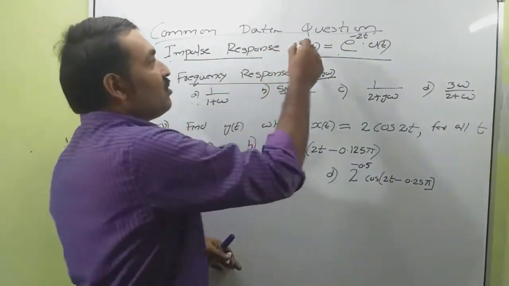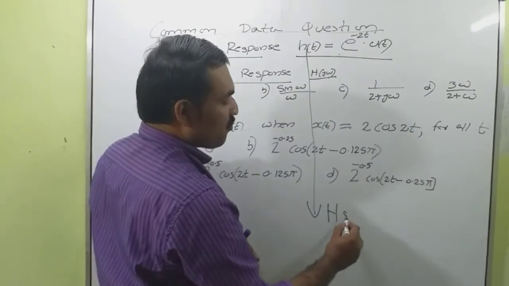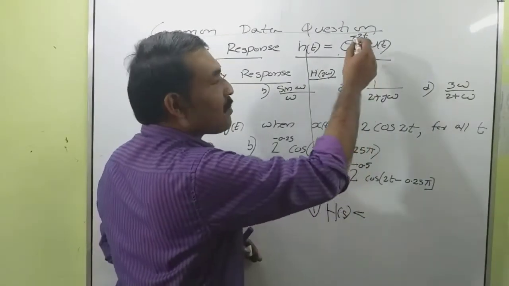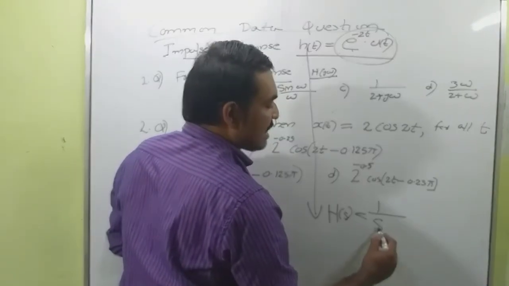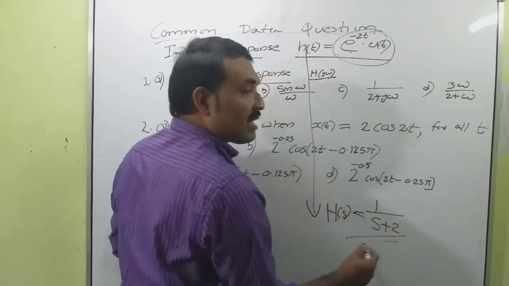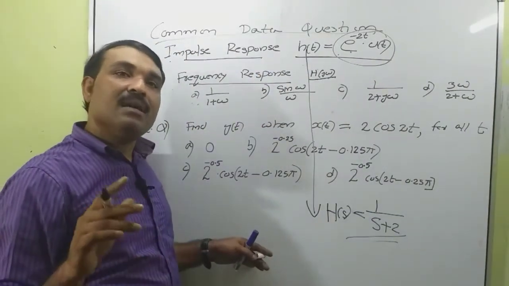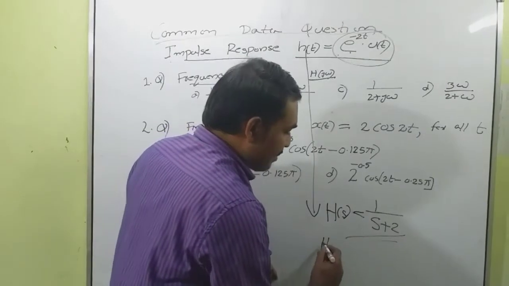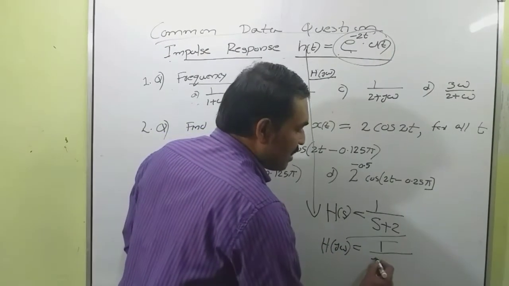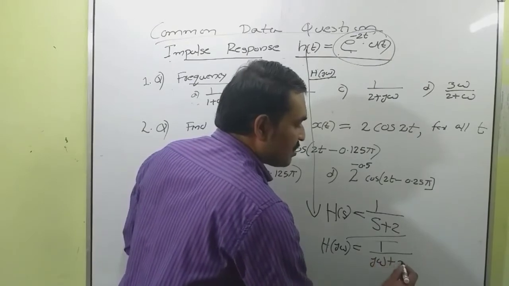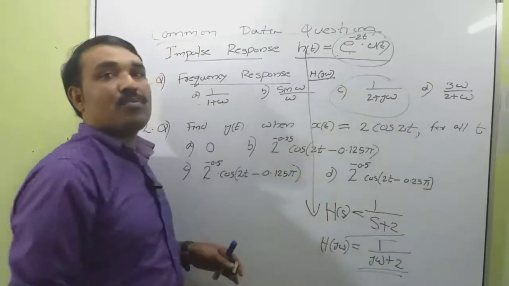Okay. Now the Laplace transform of h of t, that is h of s, that is equal to Laplace transform of this term, that is 1 divided by s plus 2. So frequency response h of j omega is obtained by replacing s by j omega. That is h of j omega is equal to 1 divided by j omega plus 2. So C is the correct option.